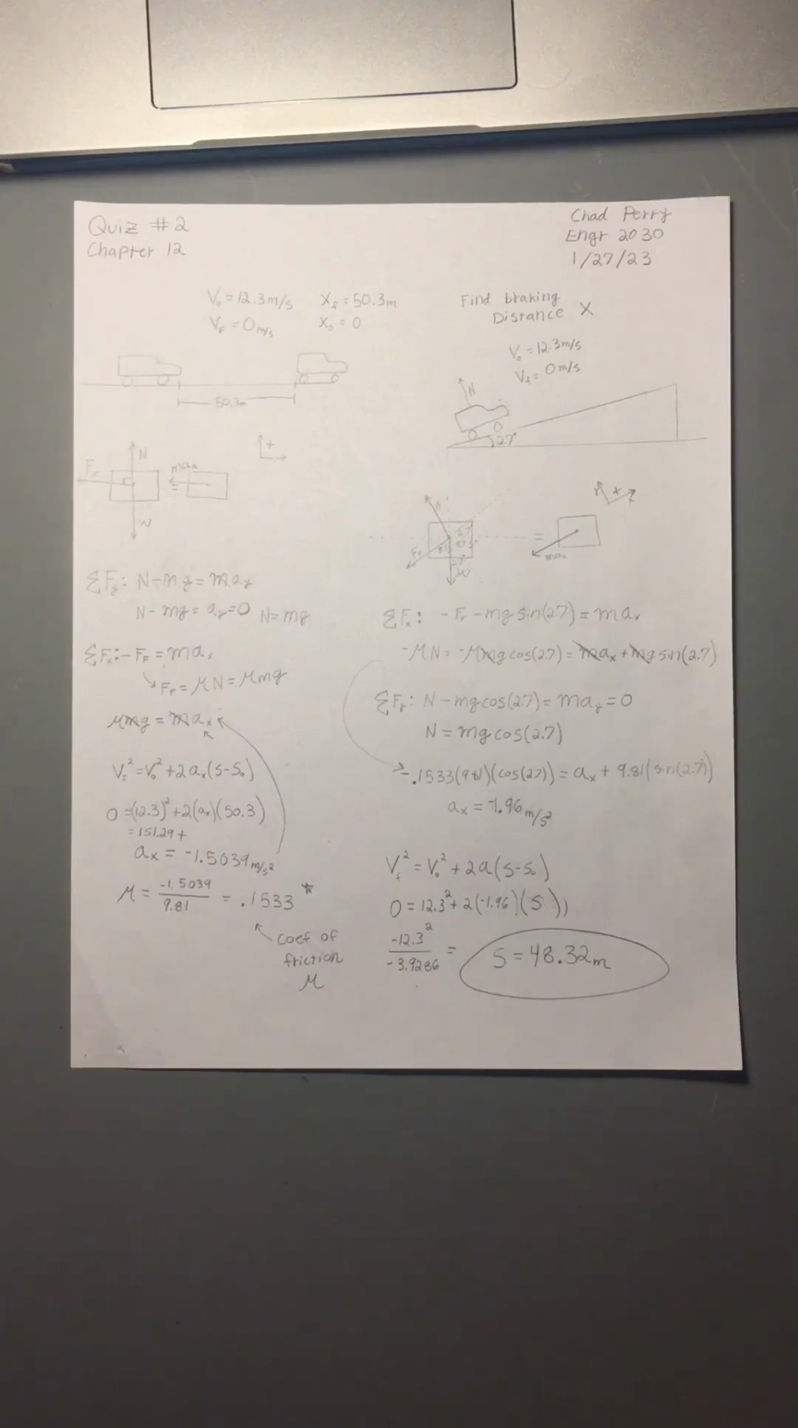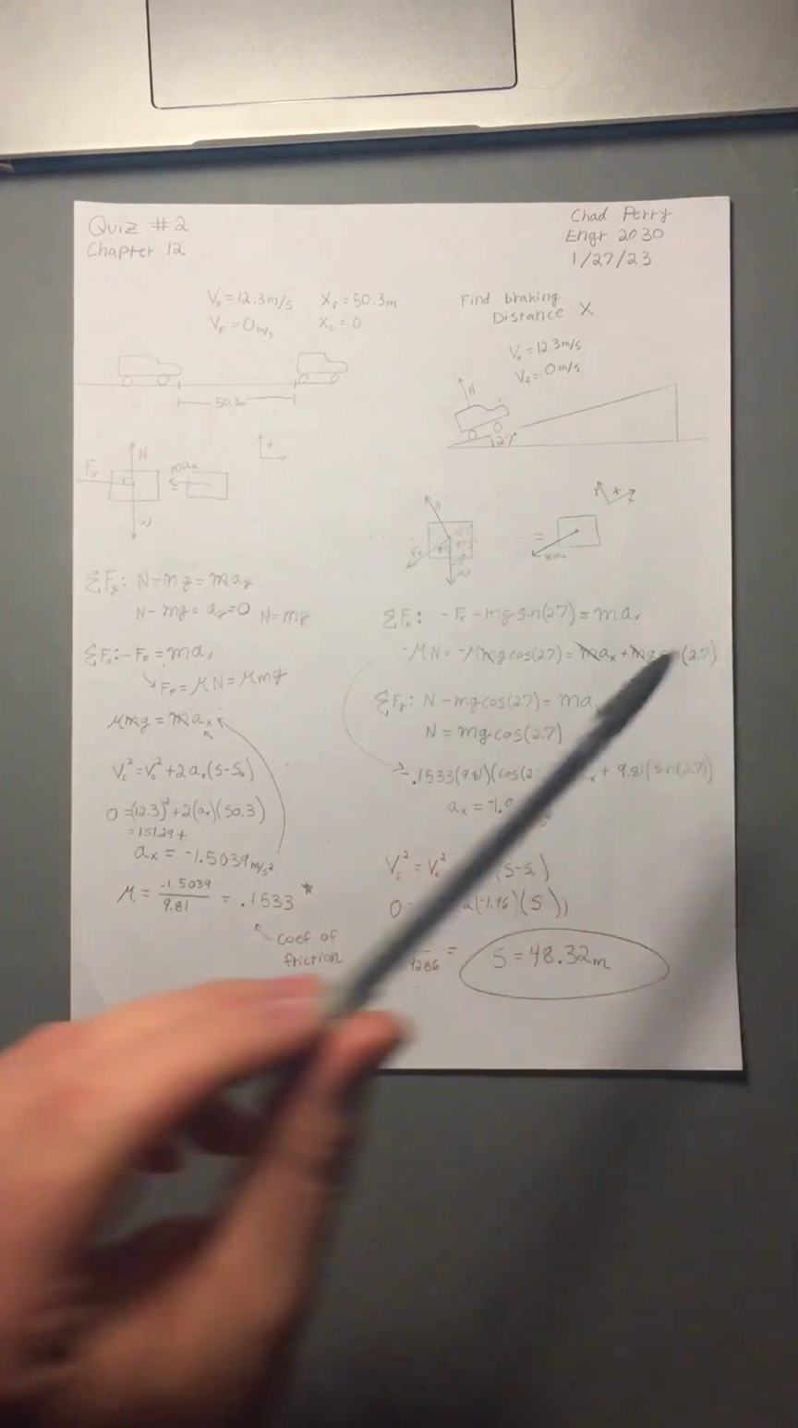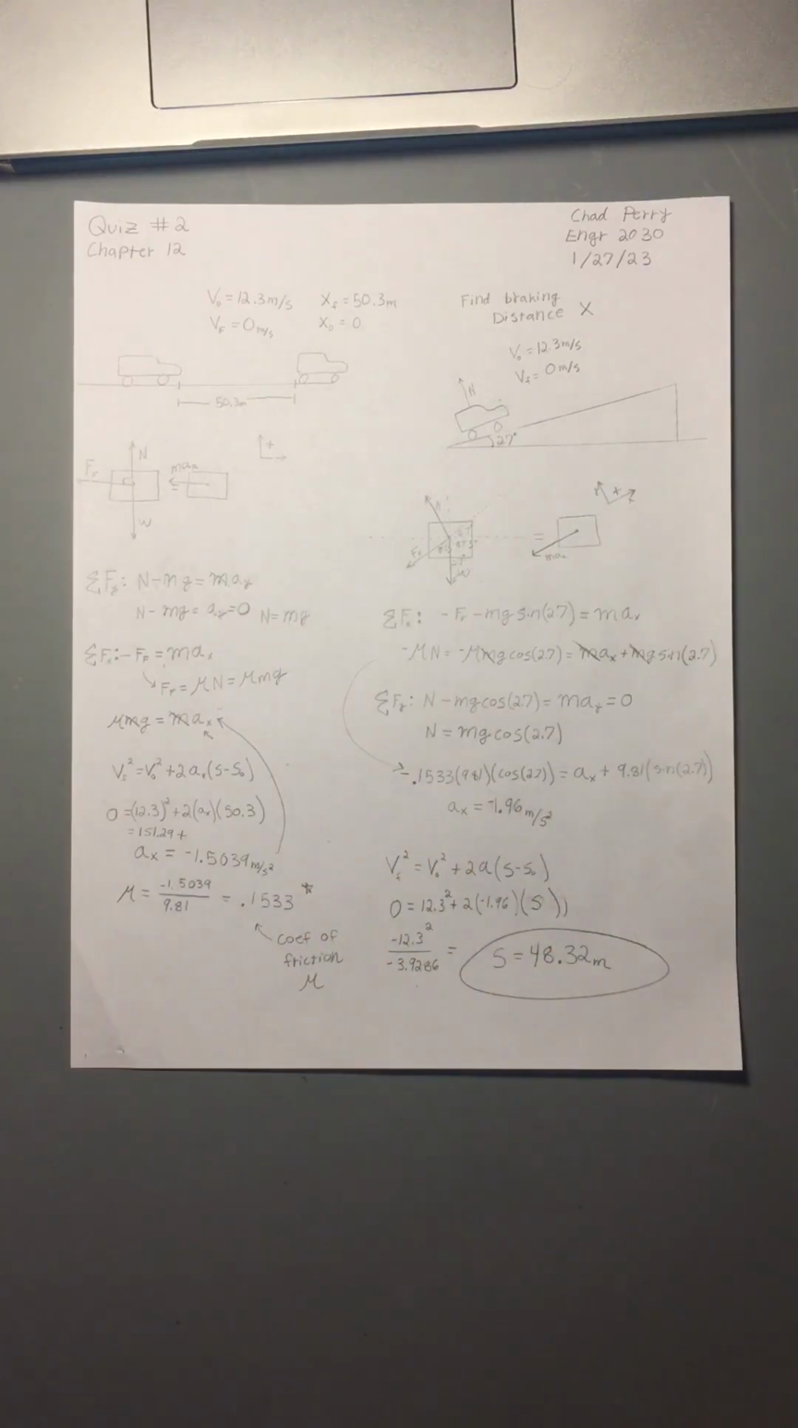And then we're asked to find the car's braking distance once it's going up a 2.7 degree incline. We're told that it has the same starting velocity, and so we're looking for that distance. To solve this problem, I started by just looking at the car on the flat surface and trying to get as much information from that as I could.